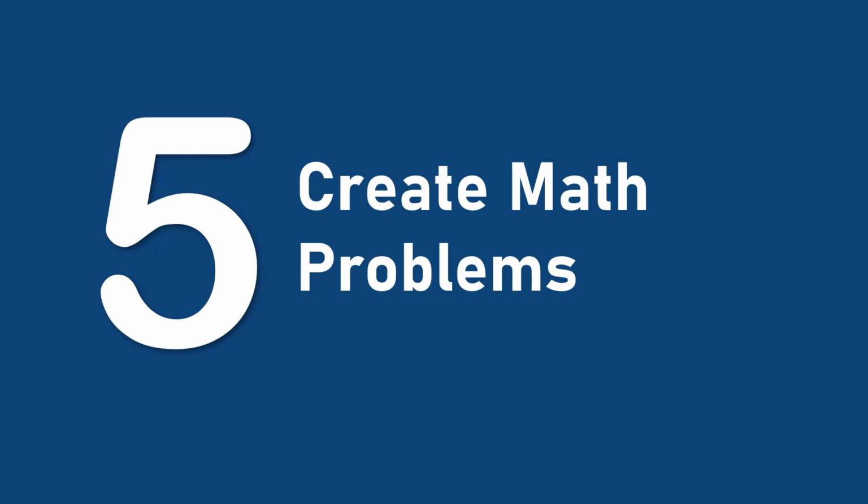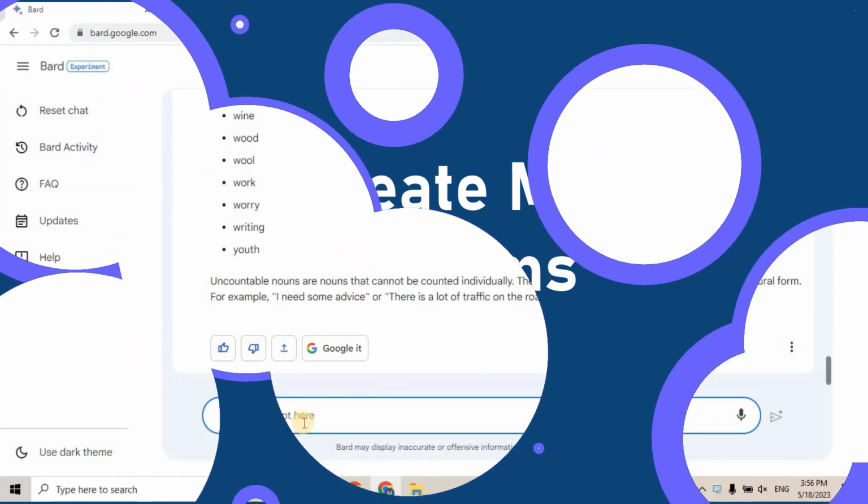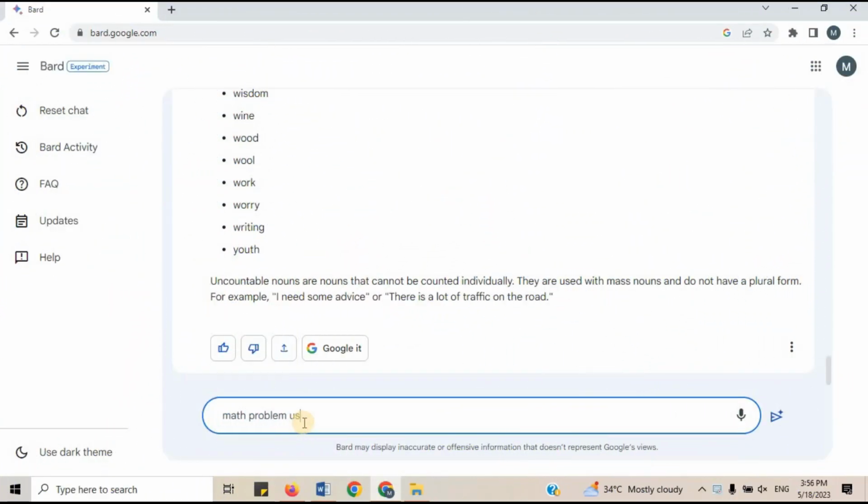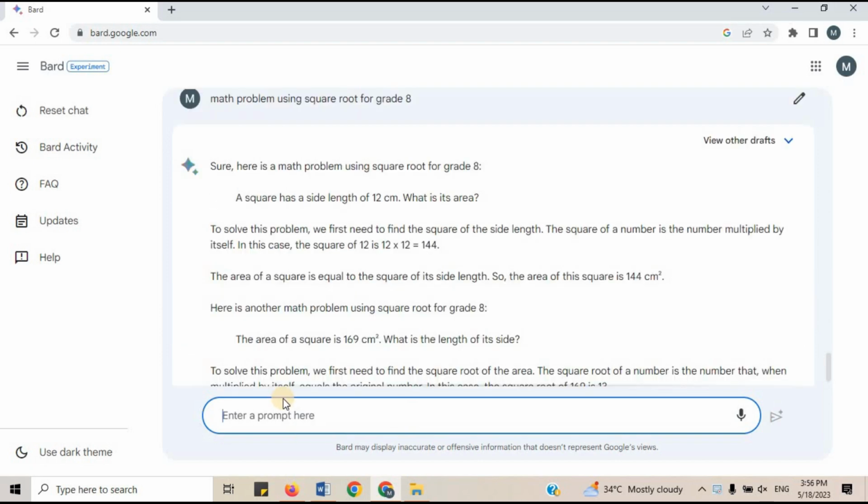Method 5. Create math problems. Do you need a practice problem or question for a test? Google Bard can do that. For example, you can say math problem using square root for grade 8. Sure, here is a math problem using square root for grade 8.